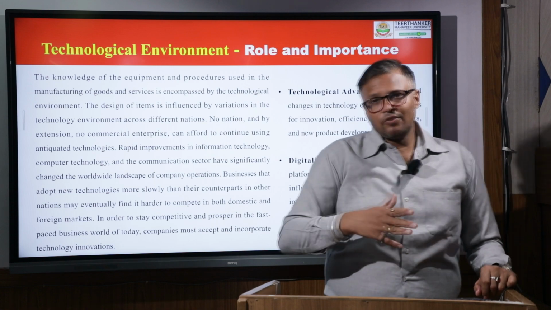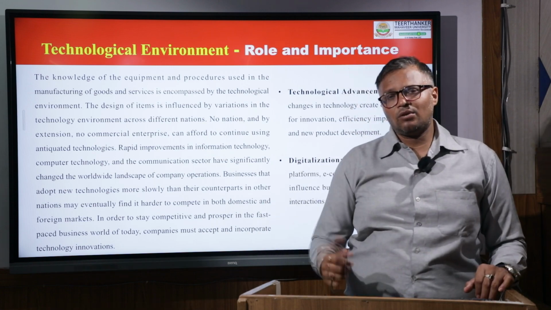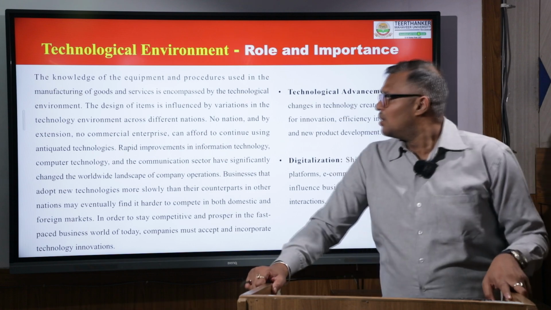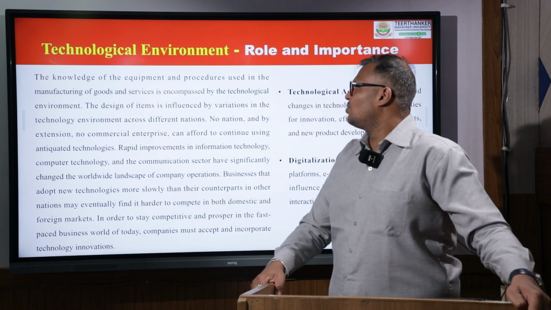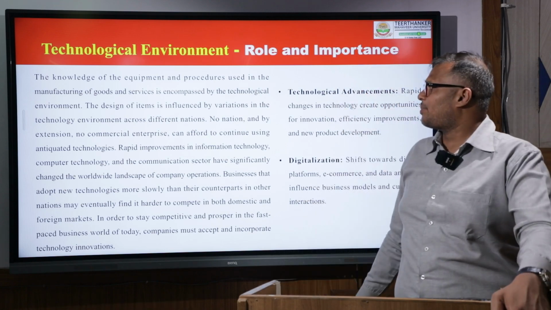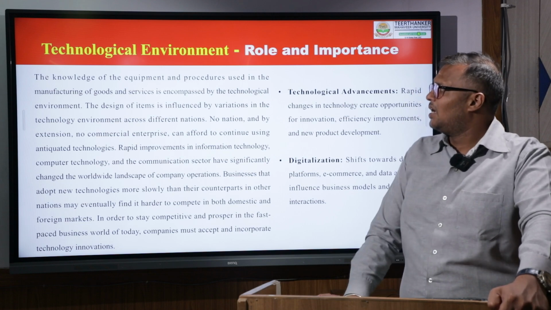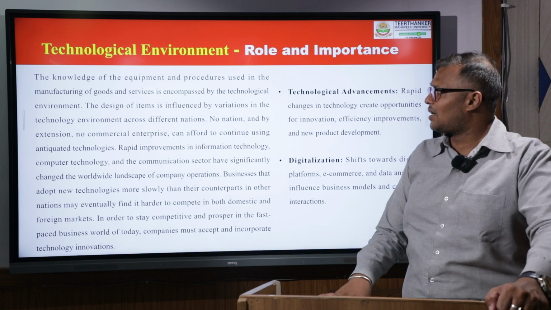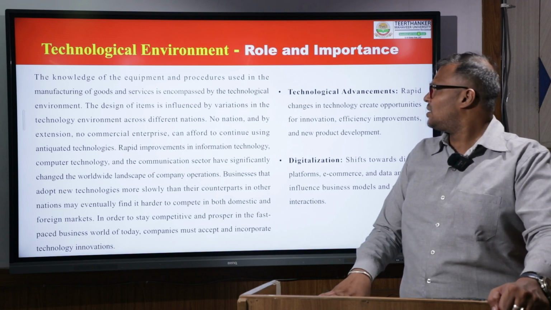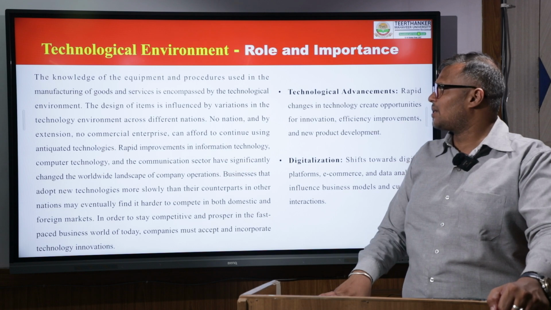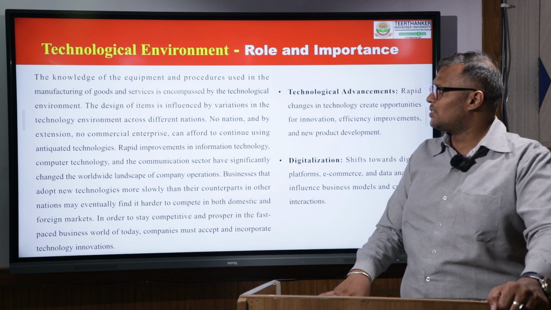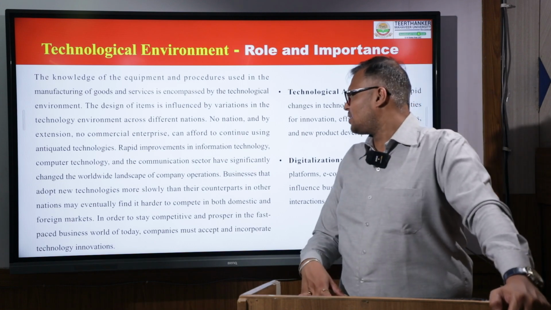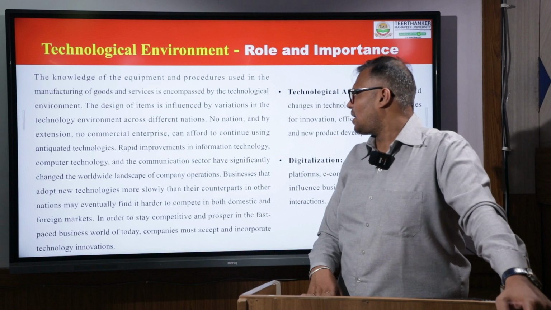You can succeed only if you are moving with the technology. And that technological advancement is only possible if you are ready to take up those things with open arms. So the knowledge of the equipment and the procedures used in manufacturing goods and services is encompassed by the technological environment. The design of the item is influenced by the variations in the technological environment across different nations.